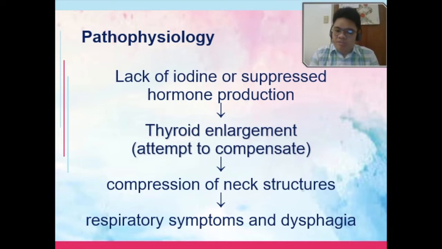Now, with the enlargement of your thyroid, the problem would be the compression of your neck structures. Okay, so compression of neck structures would lead to problems such as your respiratory problems and then your dysphagia. How is that so? Recall, class, the location of your thyroid gland and its close association with the location of your respiratory tract and then your gastrointestinal tract. Okay? So, when the gland becomes so large, it might compress the structures of the neck and then your chest, causing respiratory symptoms and then dysphagia.